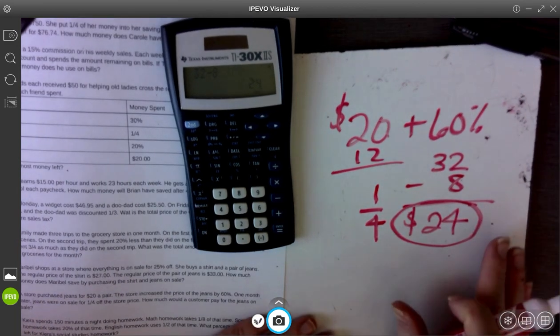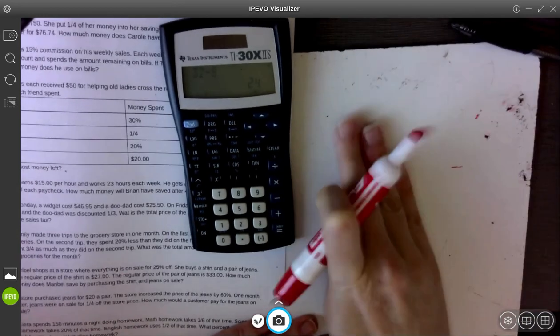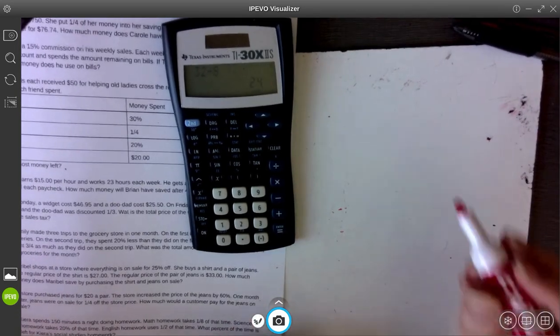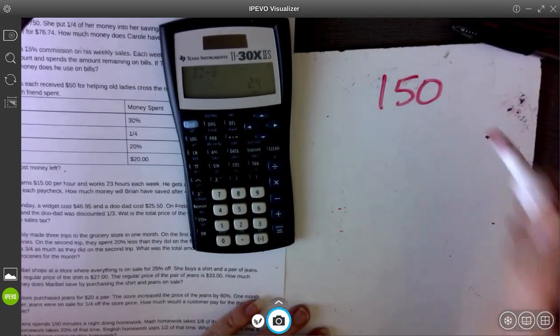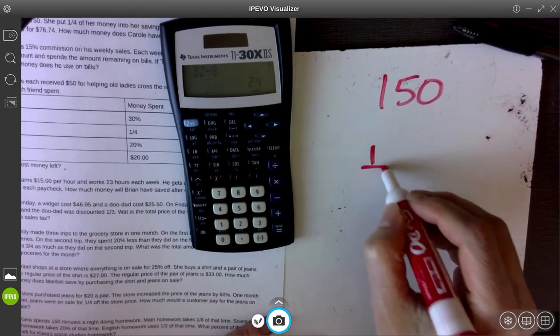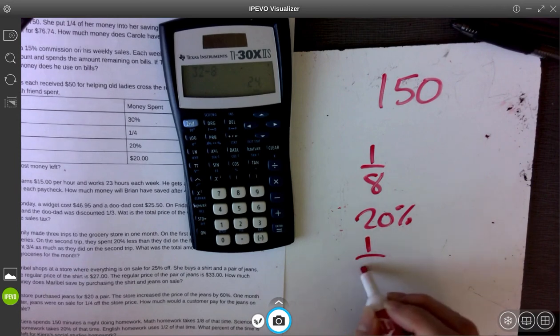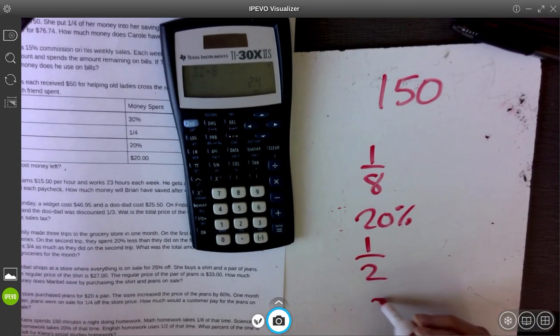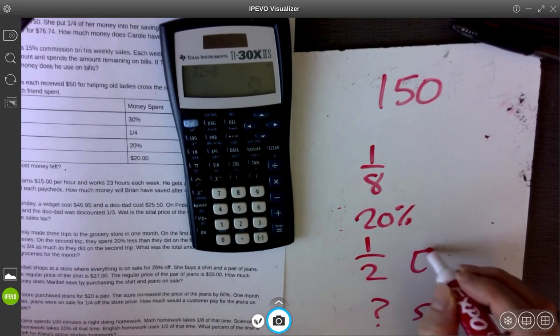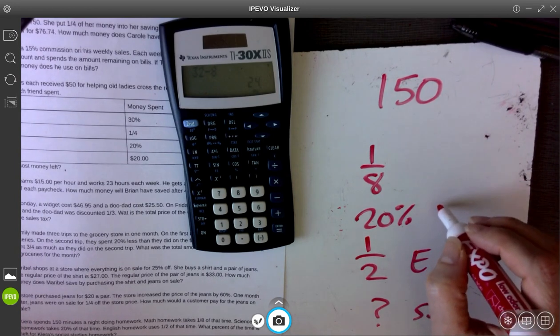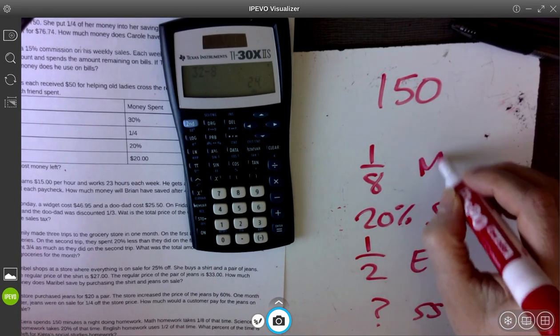All right, and finally, number 10. Kira spends 150 minutes doing homework. Math takes 1/8, science takes 20%, English takes 1/2. What percent is social studies? That's English, that's science, and that's math.